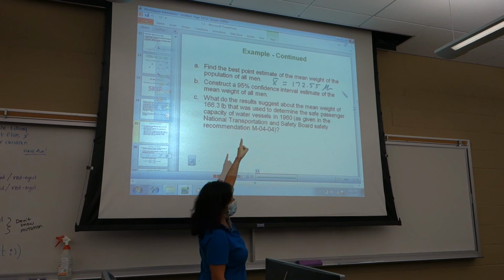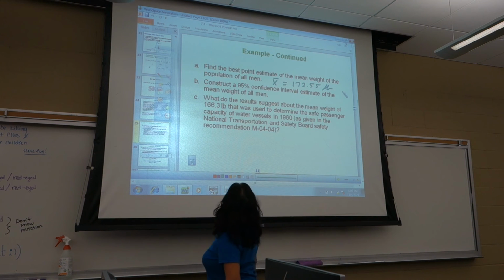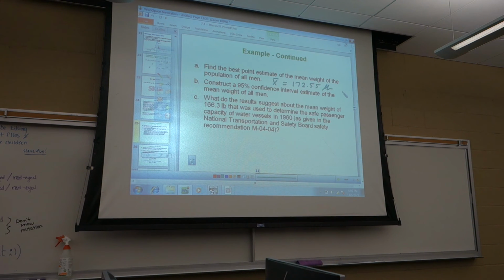Now we need to construct a 95% confidence interval for the mean weight of all men. So a 95% confidence interval, that means my critical value is what? 1.96. Yep, critical value is 1.96. Perfect.